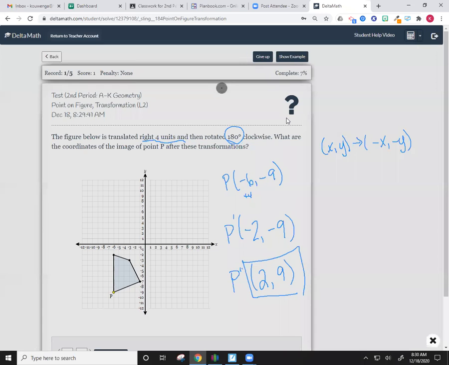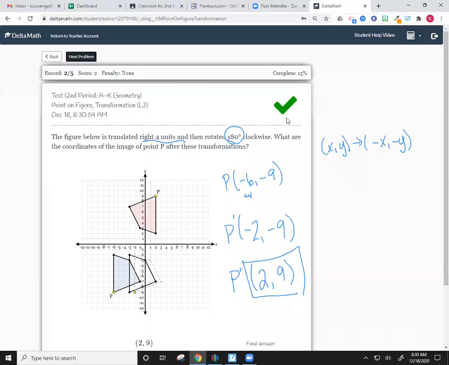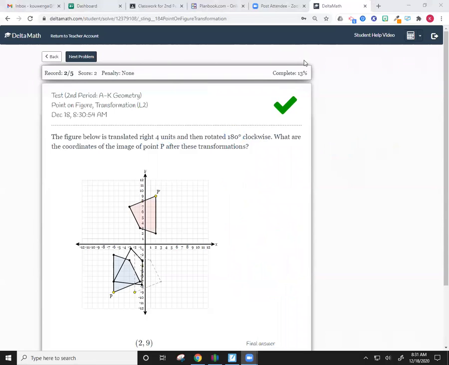And it will then graph it for you. It's confirming. See, it's showing you how it slid to the right, and then how it's rotating. So that's the first set of problems that you're going to look at.